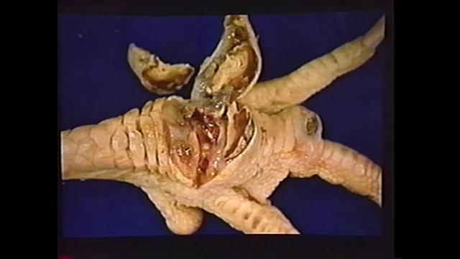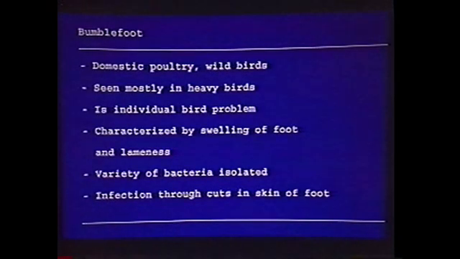You see it in heavy breeds and backyard flocks mostly, occasionally commercial, just individual birds. The infection is through cuts, through wounds on the skin of the foot, either on the dorsal or the ventral side. These are heavy birds, and often with contact with litter or with their perches, when they perch on the wood and so forth, it causes some injury to the skin, which permits bacterial entry and causes local inflammation in there.